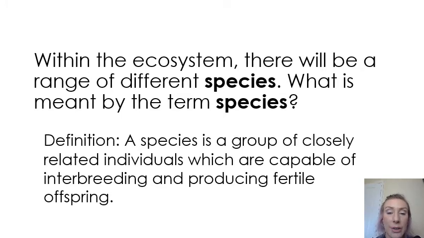Okay, here's your definition. A species is a group of closely related individuals which are capable of interbreeding and producing fertile offspring. If that is the definition you've got, well done. Okay, if it isn't, correct it and get it so that is the perfect definition, because that one does come up time and time again for 1 mark, and we don't want to miss a mark point for a definition. Okay, so one new definition and one we already knew.